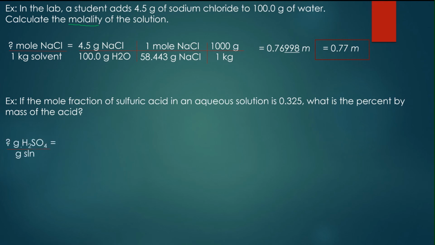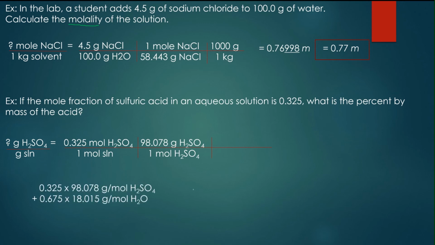So percent by mass is grams over grams. Again, now we're back to solution. They gave us a mole fraction. So 0.325 moles of sulfuric acid over a mole of solution. We can easily go from 0.325 to over 1. Go ahead and convert our moles of acid into grams of acid.